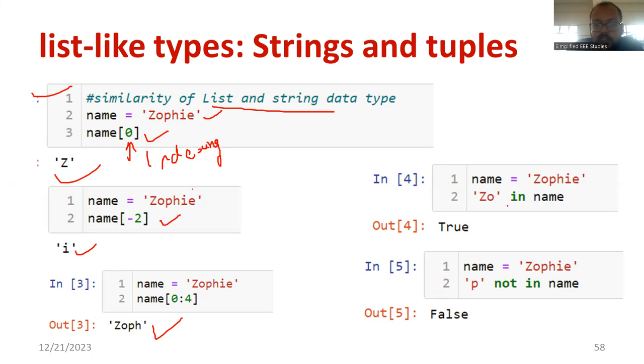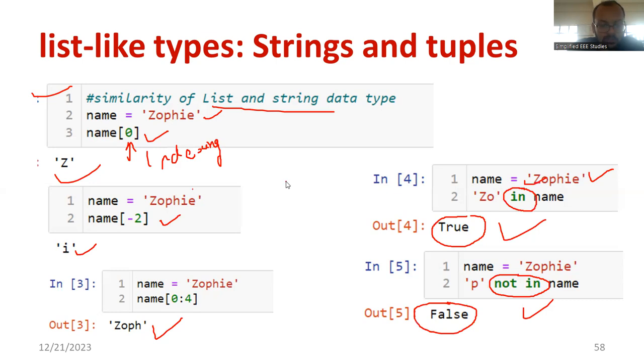Similarly, let us say the in operator. You know what the in operator is, and how does it work? We have the string name is equal to Sophie. If I write 'Z' in name, if I use the in operator, definitely I will get true or false. Suppose I try another example, like 'P' not in name. Here we are learning about the in operator and the not in operator. So if I go for the not in operator, I'll get the result as false. So these are the basic operations which are applicable to list and string.